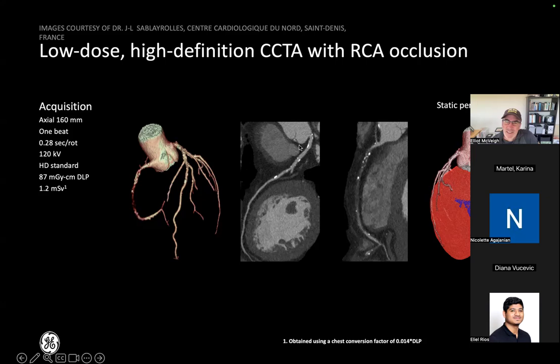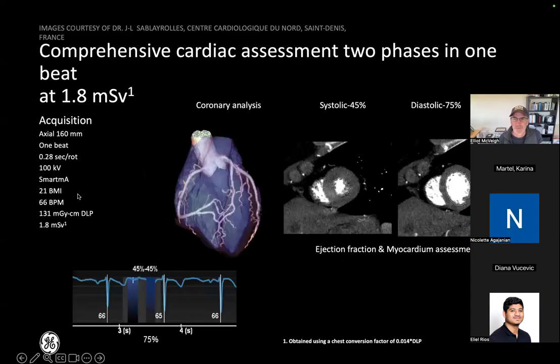And so you can see some of these images, and the reason this image looks so spectacular is more than likely this person is very skinny. It doesn't show their mass. But you can see very nice details in these coronaries with a really low dose scan.